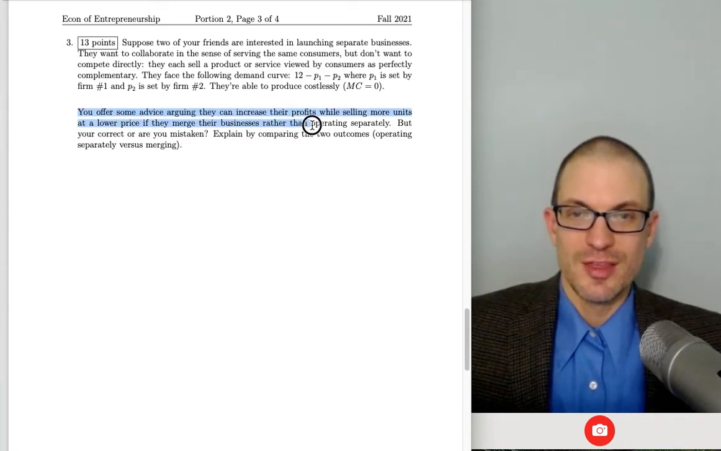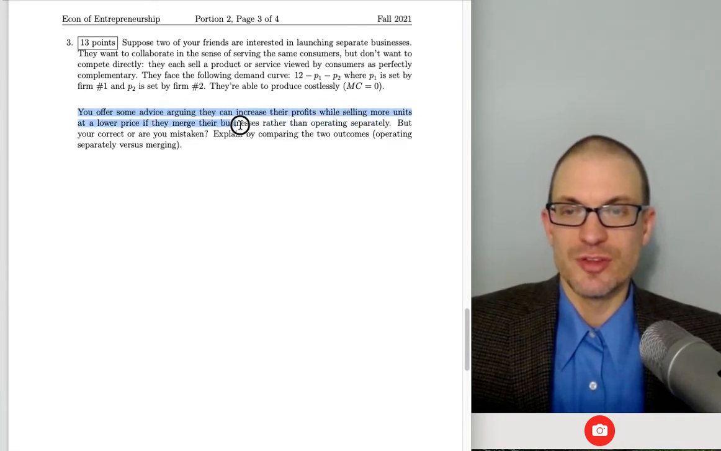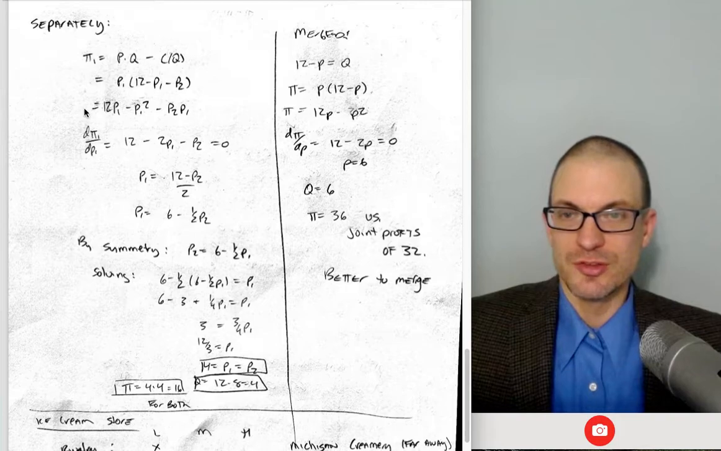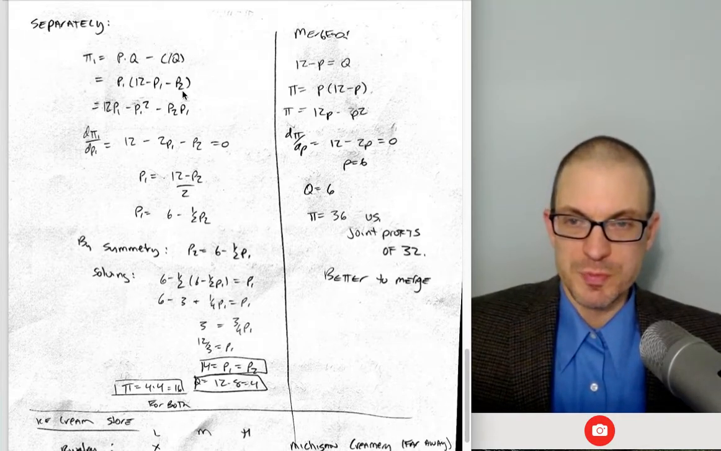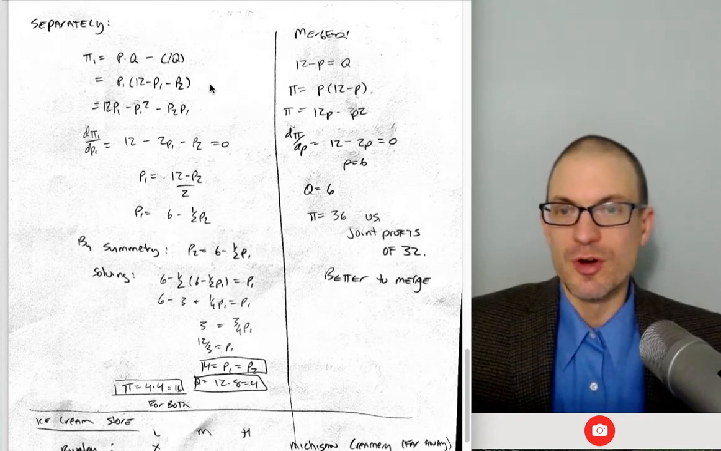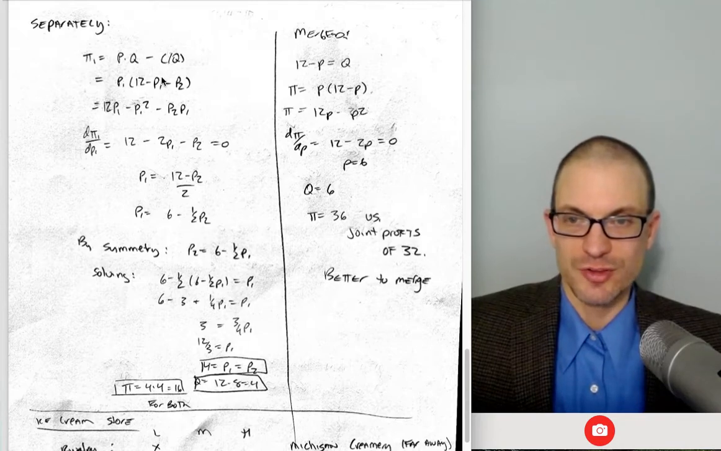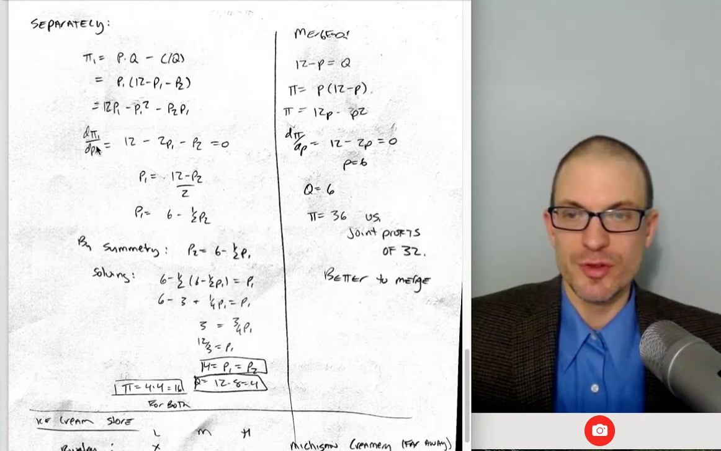So are you correct or mistaken? You've said that they can increase their profits by selling more units at a lower price if they merge their business rather than selling separately. All right, so to really find out, we've got to just calculate quickly. So suppose they're pricing separately, what happens? Well, here would be firm 1's profits. So this is price times quantity, and then minus cost is just 0 because we had said that we could serve the market costlessly.